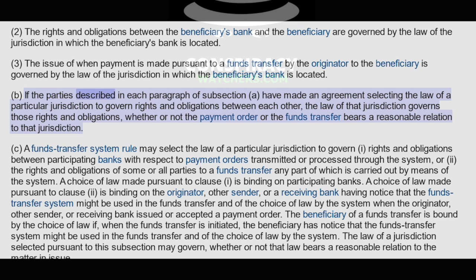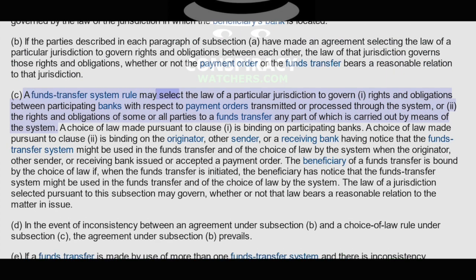If the parties described in each paragraph of subsection have made an agreement selecting the law of a particular jurisdiction to govern rights and obligations between each other, the law of that jurisdiction governs those rights and obligations, whether or not the payment order or the funds transfer bears a reasonable relation to that jurisdiction. A funds transfer system rule may select the law of a particular jurisdiction to govern rights and obligations between participating banks with respect to payment orders transmitted or processed through the system, or the rights and obligations of some or all parties to a funds transfer, any part of which is carried out by means of the system.